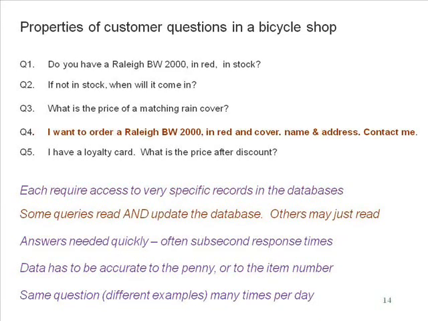Secondly, notice that question number 4, where the customer places an order for a bicycle, updates the database. Transactional databases are very often read-write and not just read. The third property to notice is the speed of response. Customers expect quick answers. It's not just customers. If the salespeople in the shop had to wait considerable time to get answers, then their operational efficiency would be detracted too.